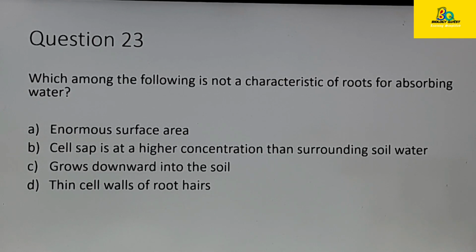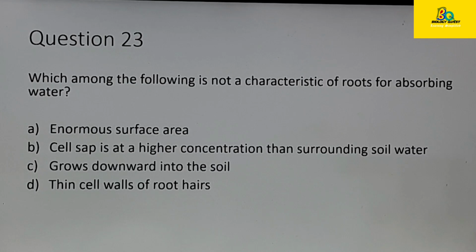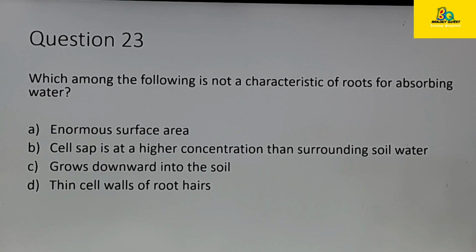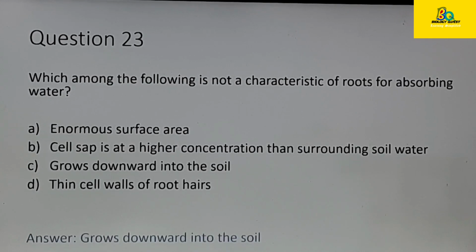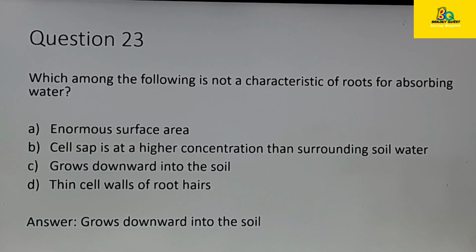The cell wall is thin and freely permeable. Thin and freely permeable cell walls help in the inward movement of water molecules. So, which is not a characteristic of roots for absorbing water? It is option C, grows downwards into the soil. The other three are characteristics of roots for absorbing water.